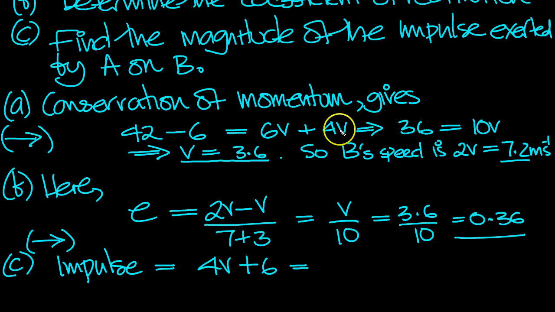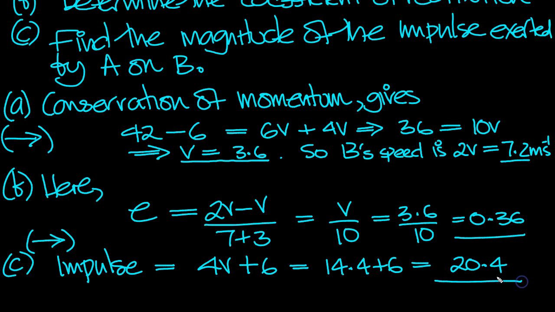4v, v is 3.6, 2v is 7.2, so this is 14.4. Type it in the calculator if you need to. Plus 6, which is equal to 20.4 Newton meters, I think, is the unit. I'll have to check that, but 20.4 is the answer. It's not Newton meters, I just reminded myself it's Newton seconds because the impulse is change in momentum. So we'll put Newton seconds here: 20.4 Newton seconds.